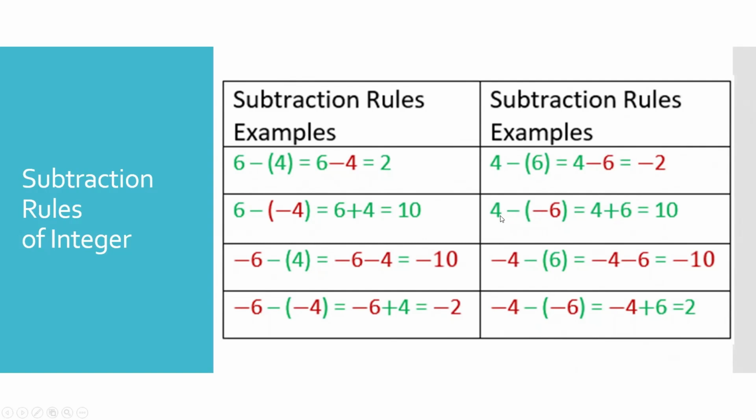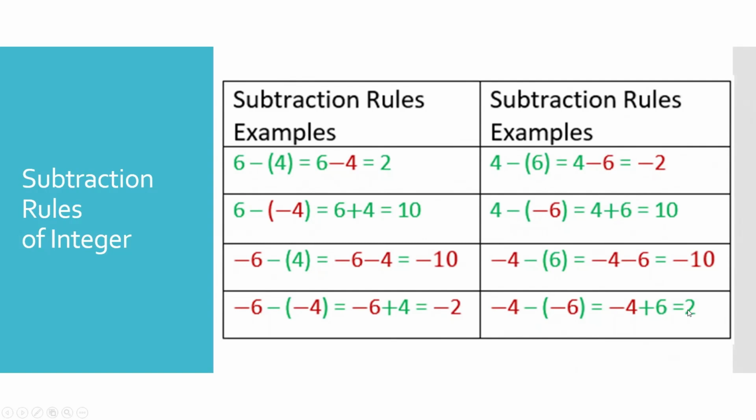The next example is 4 minus minus 6. If you multiply minus and minus, it will be plus. So 4 plus 6 will be 10. Next example, minus 4 minus 6. So this 6 will be negative 6 if you remove the bracket, because minus multiply plus is minus. So minus 4 and minus 6 together will be minus 10. The last one you see is minus 4 minus minus 6. If you remove the bracket, this minus and minus will be plus if you multiply, because the bracket is a multiplication sign. So minus 4 plus 6 equals 2.